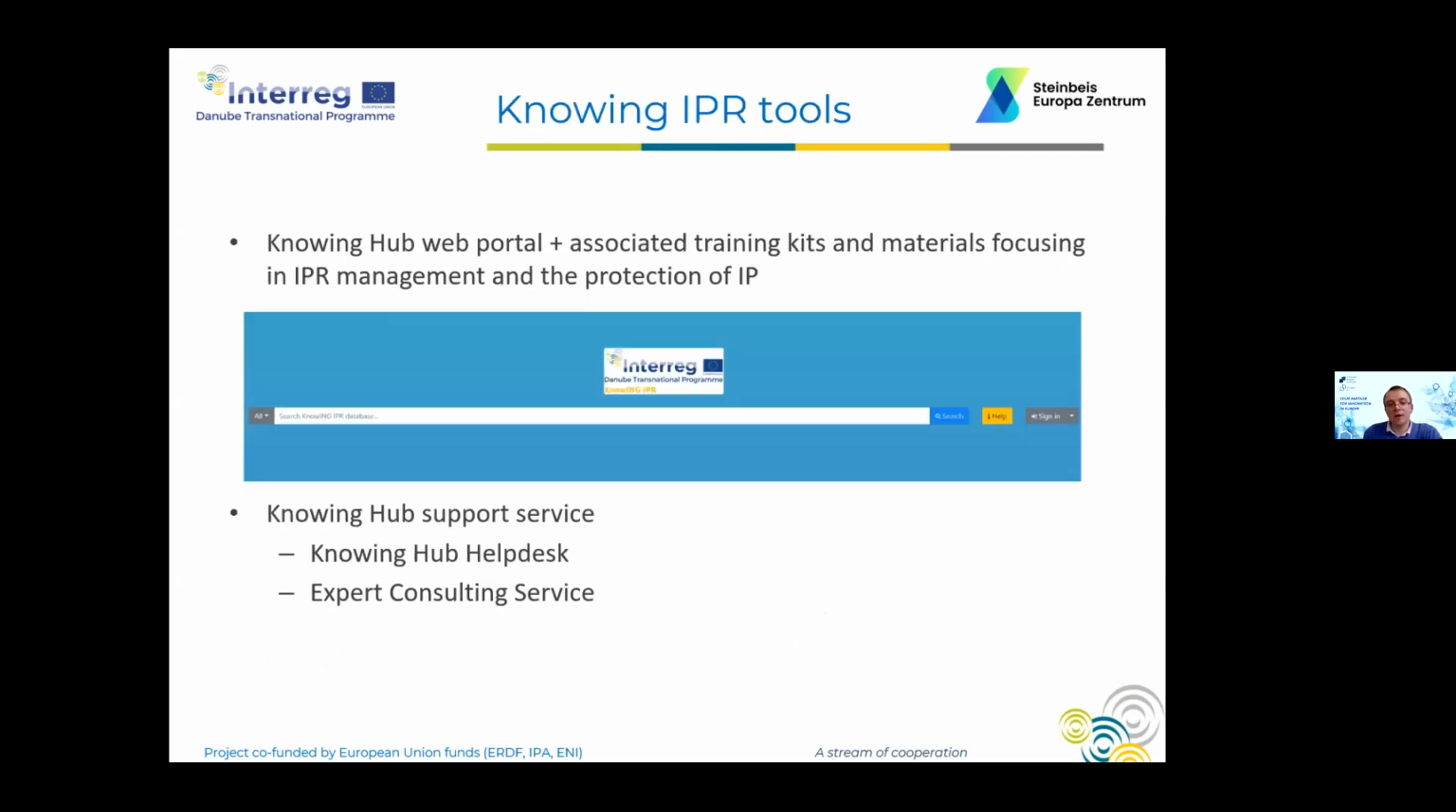I also want to highlight a big achievement of the Knowing IPR project, which is the Knowing Hub. It's a web portal that helps you to do some patent and literature search. This is really helpful if you want to file a patent, protect your IP, and you can also use the Knowing Hub support services.